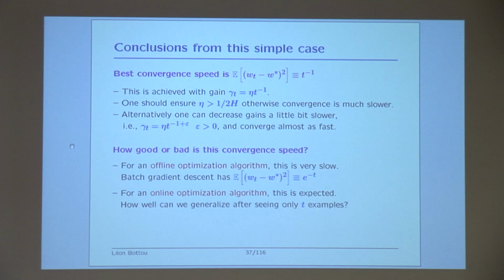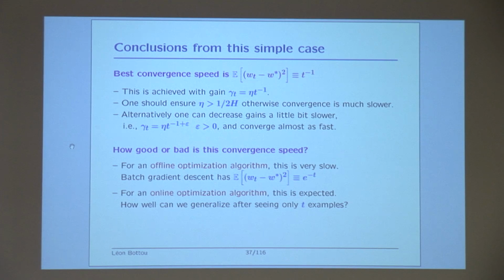And I made the point that this is a convergence speed that's quite bad for an optimization algorithm, but in terms of statistics, it makes sense. And this is what takes me to the kind of rates I was using in the discussion of the asymptotic rate of stochastic gradient.